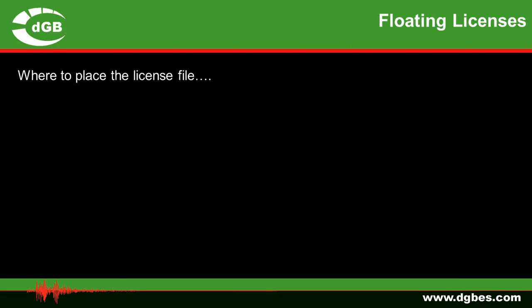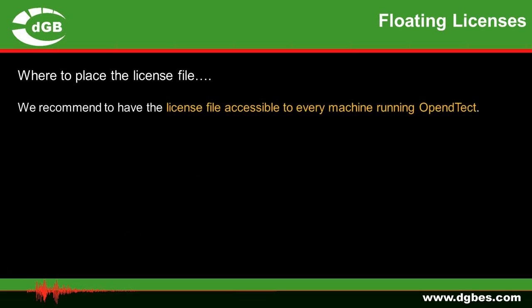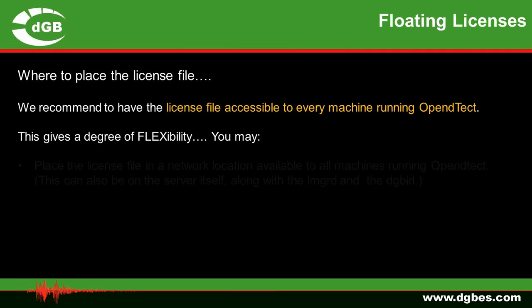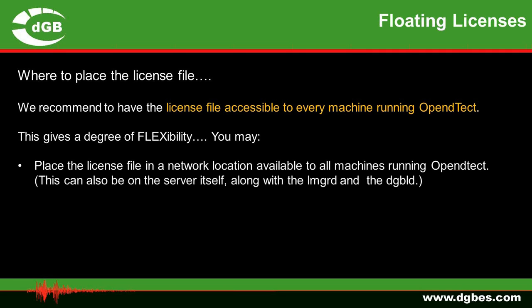So, where to place the license file? We recommend to have the license file accessible to every machine which is running OpendTect. So this gives you a degree of flexibility. You may place the license file in a network location which is available to all machines running OpendTect. This can also be on the server itself, along with the license manager daemon and the vendor daemons. It does not necessarily have to be.